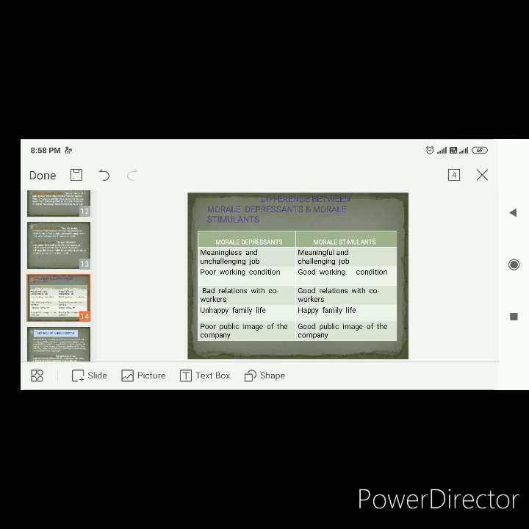The last point, which is not there, is high wage, salary and allowances. If you are giving high wages, salary and allowances to your employees, again that will boost up their morale, because that is again one of the factors which boost up morale.